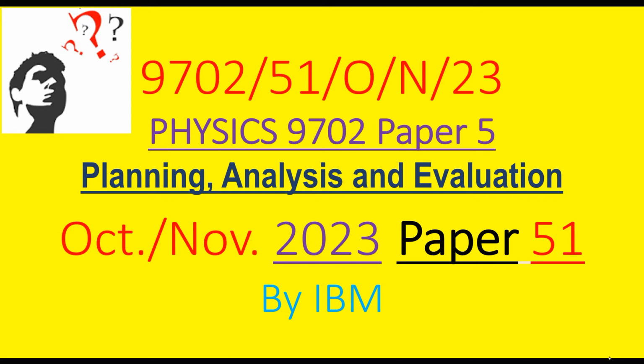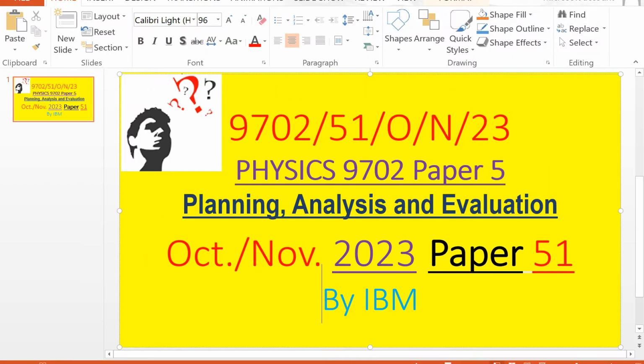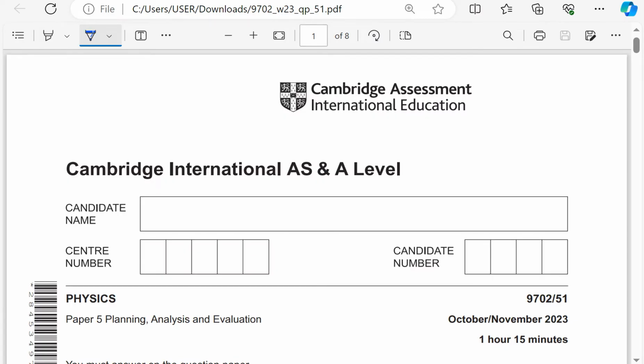A lot of you have been asking me to record more paper fives, and today I decided to record paper 5, planning, analysis and evaluation. This is 9702/51, October/November 2023. So without wasting time, I would like to take you to the question paper. So here is the question paper.